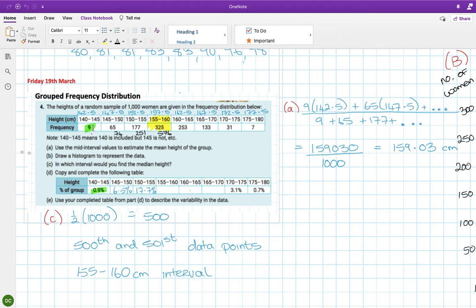Then we have 32.5%, and hopefully you can see it now. So it's 25.3%, 13.3%, and 3.1 and 0.7 are done.